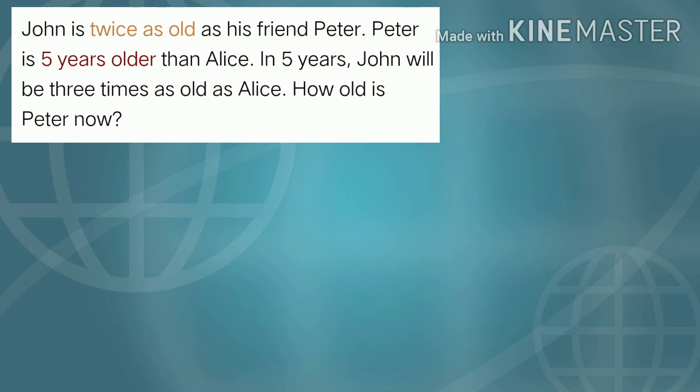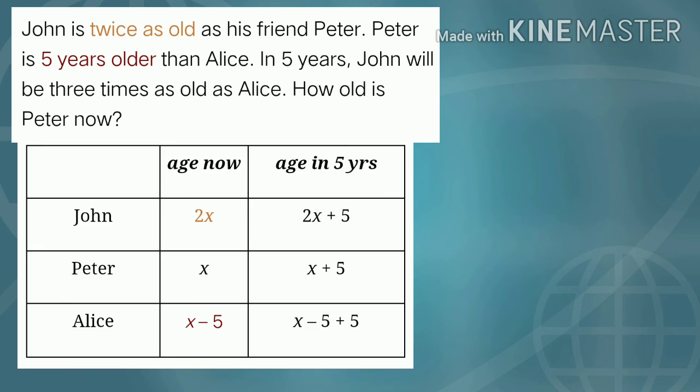John is twice as old as his friend Peter. Peter is 5 years older than Alice. In 5 years, John will be 3 times as old as Alice. How old is Peter now? There are 3 people involved in our problem: John, Peter, and Alice. John is twice as old as his friend Peter, so we can let Peter be x. Then John is twice as old, so John will be 2x.